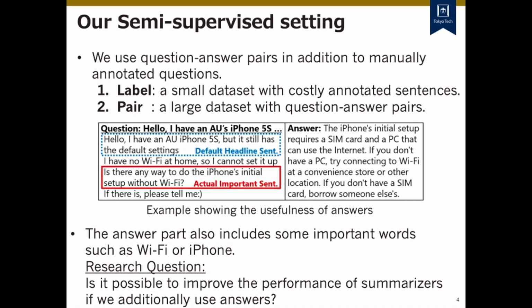This example shows an instance in pair dataset. The question is about setting up iPhone without Wi-Fi. You will note that some important words such as iPhone or Wi-Fi are also included in the answer part. So we came up with an idea to additionally use question-answer pairs to improve the performances of summarizers.